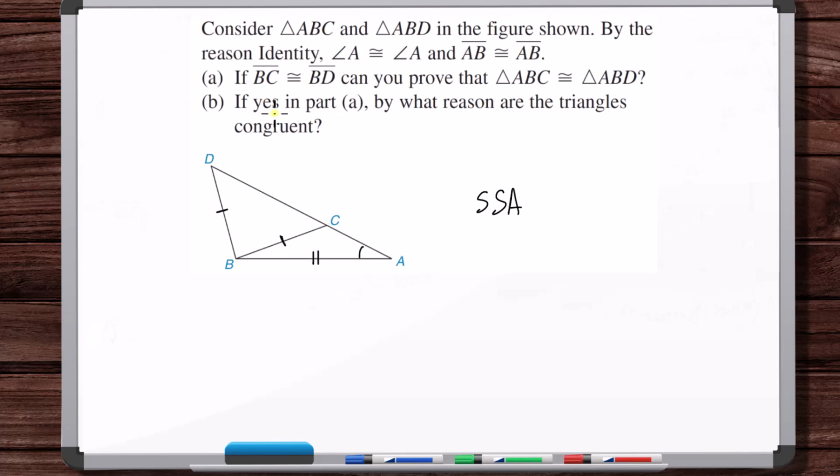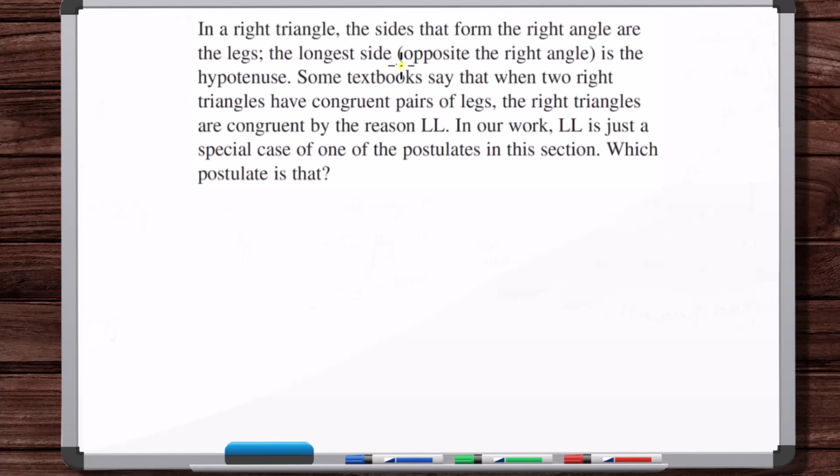So with part B, it says if yes from part A, then by what reason is the triangle congruent? Well, the answer to part A was no. In a right triangle, the sides that form the right angle are the legs. The longest side opposite the right angle is the hypotenuse. Some textbooks say that when two right triangles have congruent pairs of legs, then the right triangles are congruent by the reason LL, like leg-leg. In our work, leg-leg is just a special case of one of the postulates in this section. Which postulate is that?